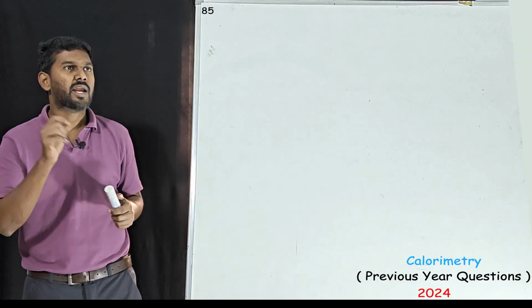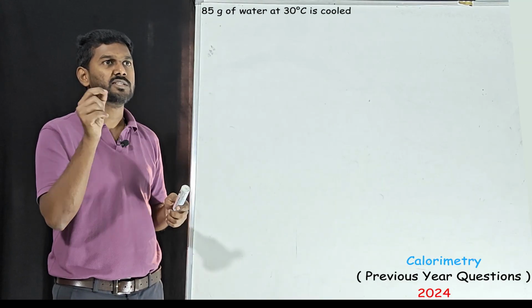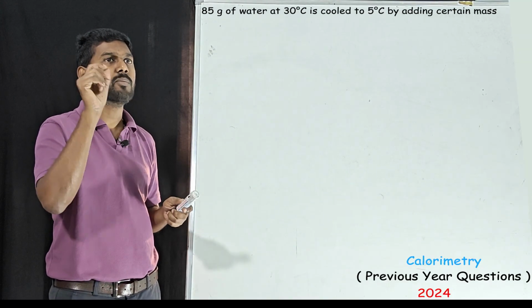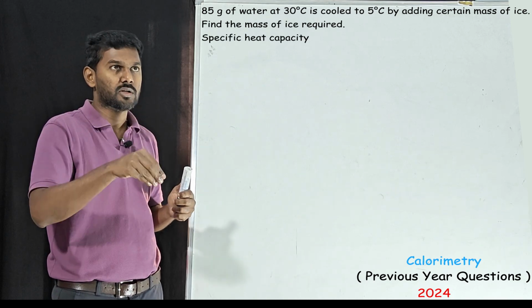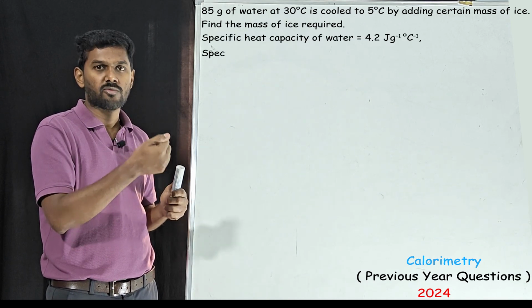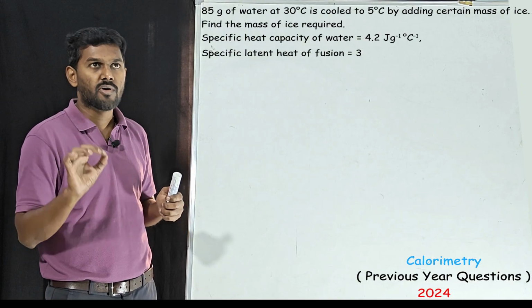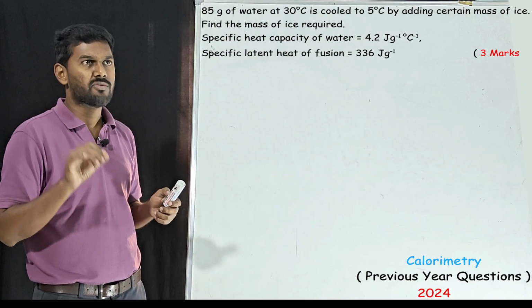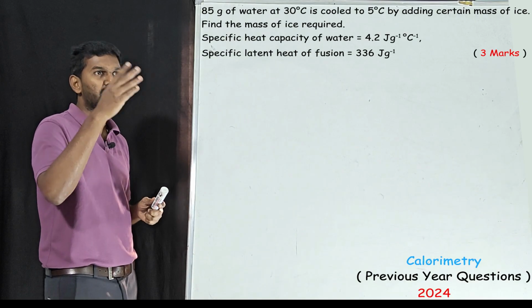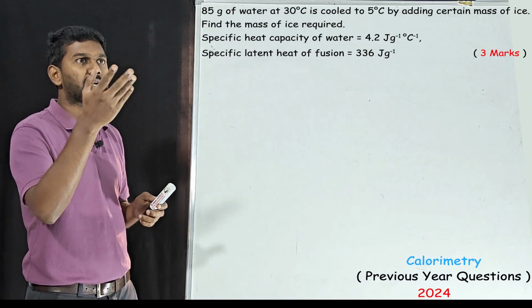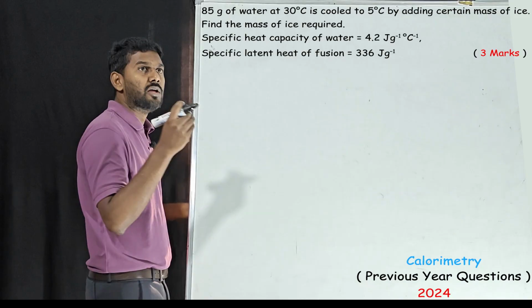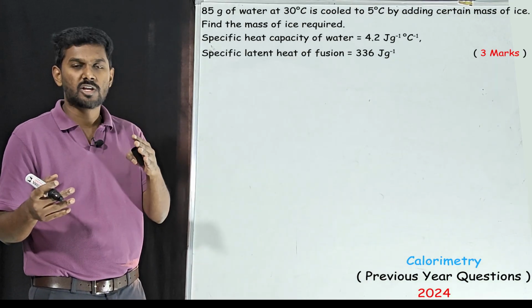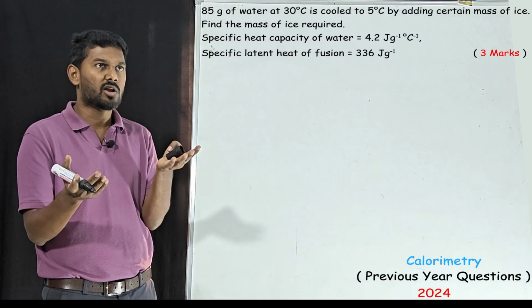Our next question: 85 gram of water at 30 degrees Celsius is cooled down to 5 degree by adding a certain mass of ice. So we are adding ice to water. So the initial temperature of water is 30. Now it becomes 5 after adding some mass of ice. Find the mass of ice required. Specific heat capacity and specific latent heat, everything is given. So we'll write down everything. So here again, the first object will be the warmer object or the hot object.